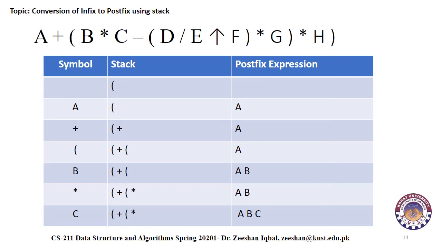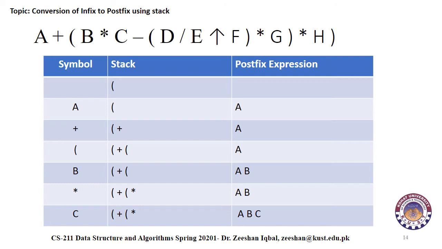Next symbol is plus, which is an operator. So we have to check the stack if the top position contains an operator. As we can see that there is no operator, so we will push the new operator plus on the stack directly. Next symbol is left parenthesis. We will push the left parenthesis on the stack directly, as explained in the algorithm.